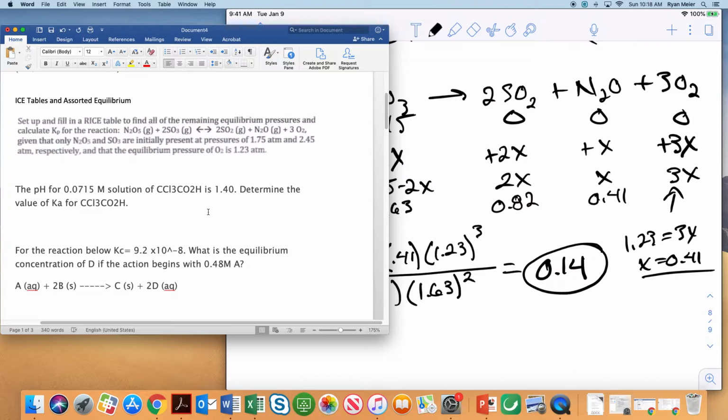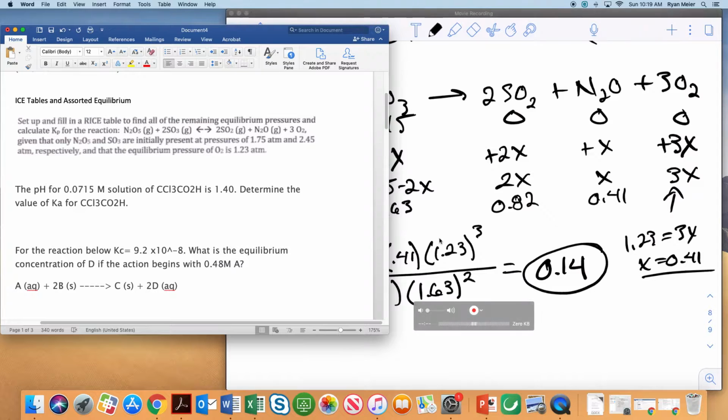All right, so let's look at a few other examples of equilibrium type problems. We have some that are pH based and some that are just more equilibrium based. So let's take a look at one that is acid base based. Here we're told the pH for a 0.0715 molar solution of CCl3CO2H is 1.40. Determine the Ka value of that acid.